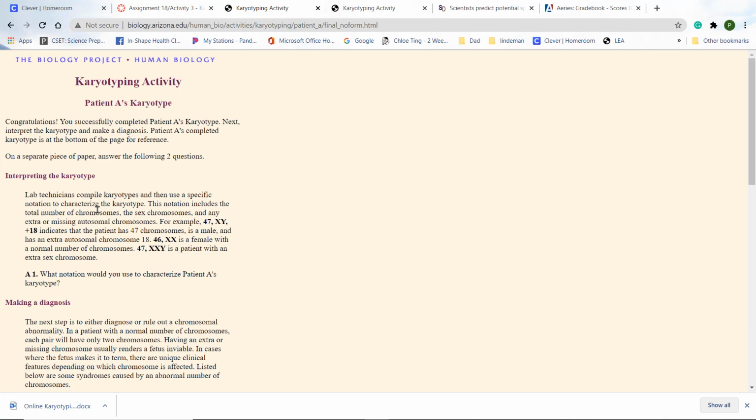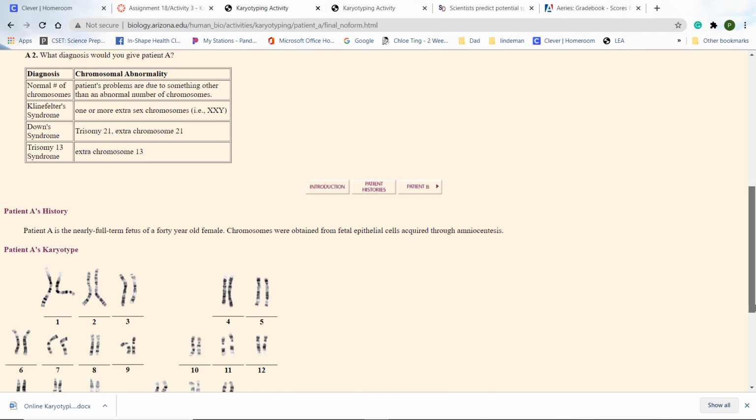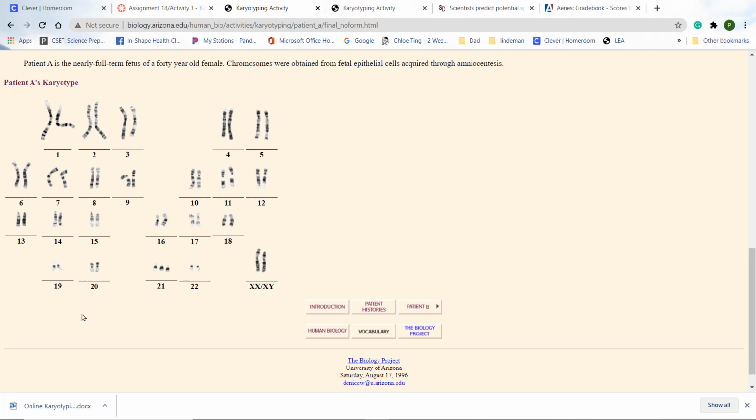Lab technicians compile karyotypes and then use a specific notation to characterize the karyotype. This notation includes the total number of chromosomes, the sex chromosomes, and any extra or missing autosomal chromosomes. The autosomes are all the chromosomes that are not sex chromosomes. If we look at our karyotype, which is down here, this is all the chromosomes. There are 46 of them. There are 44 autosomes, 1 to 22 are the autosomes, and the last pair, 23, are the sex chromosomes. So they say there's 44 autosomes and 1 pair or 2 sex chromosomes.